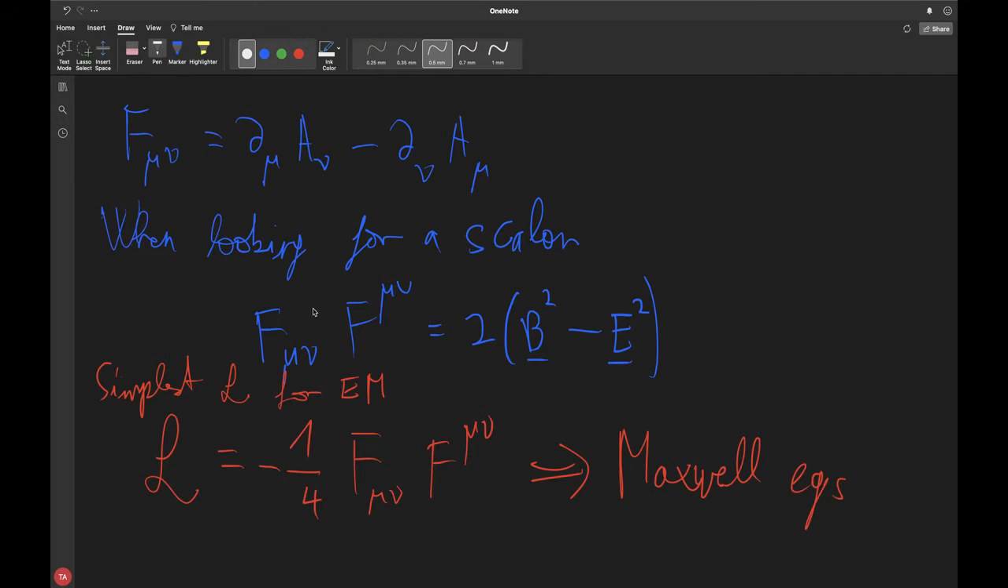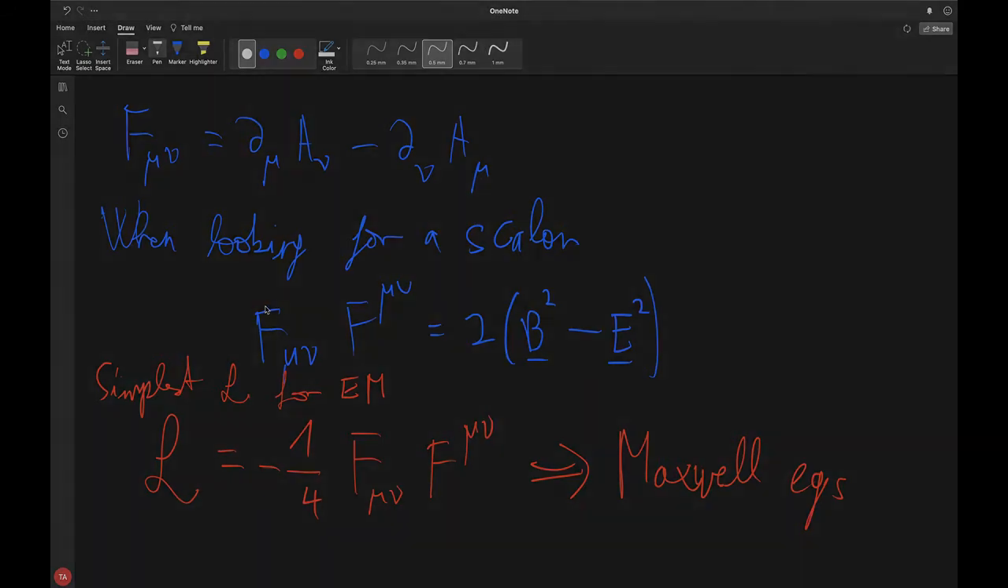So as we have seen in the past, the big deal is to find the Lagrangian, which needs to be a scalar. So when we had this antisymmetric tensor, and we just look for the simplest thing to make that into a scalar, we find the Lagrangian that leads to the Maxwell equation.